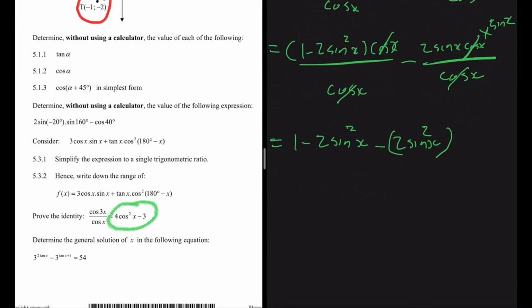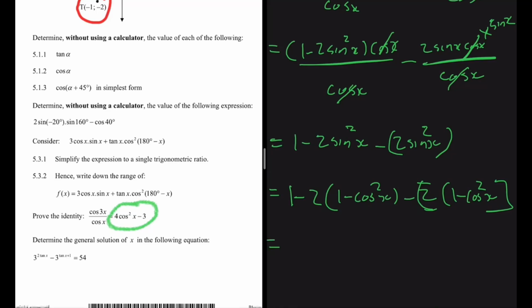How can we do that? We know that sine squared x plus cos squared x is equal to 1. So if we do that, we're going to get 1 minus 2. So we have 1 minus cos squared x, right? Minus 2 multiplied by 1 minus cos squared x. And then if we simplify this, we should get what we are required to prove.